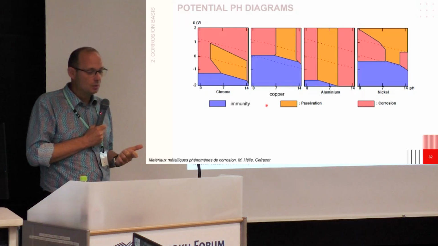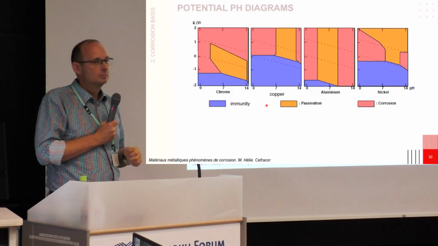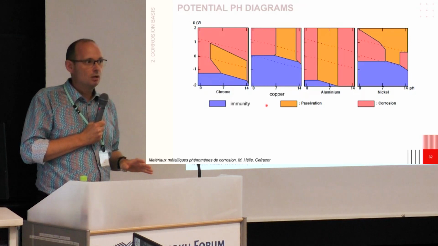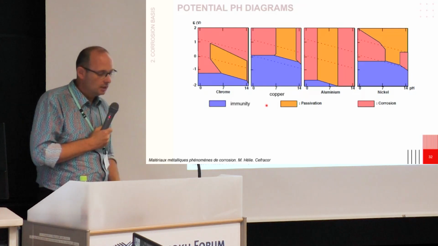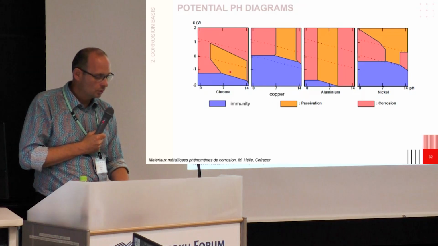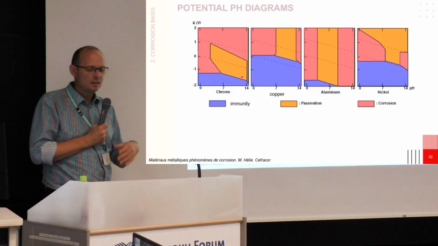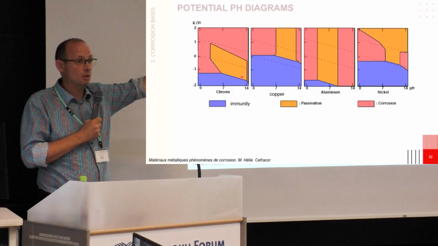Last domain, which is corrosion. In this domain, no oxide layer can be produced. Nothing is stable. The only solution that the system has is to dissolve. So here, for example, you have chromium, copper, aluminium, nickel. You can see that for all of them, there is a different diagram shape.